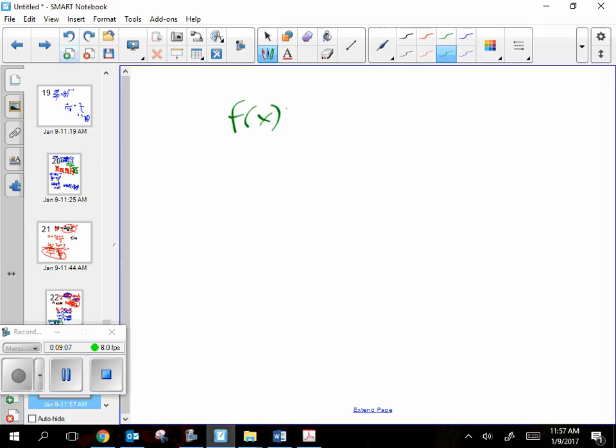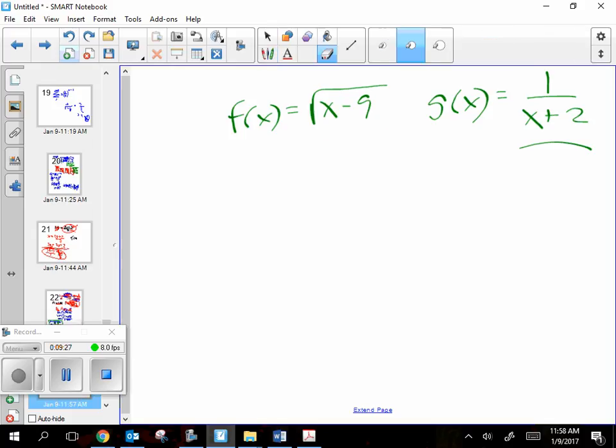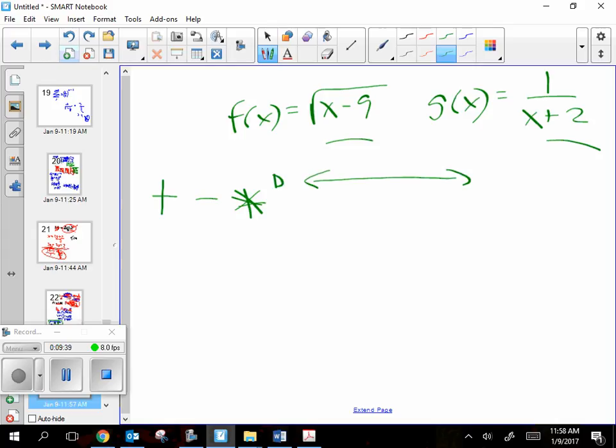Go back to f of x equals, let's make this square root of x minus 9, and let's say g of x is 1 over x plus 2. And the other ones, if I wanted you to just do f of x plus g of x, it's just that plus that. If I wanted to do f of x times g of x, it was just this times this. To add, subtract, or multiply f and g, all you had to do was take the two parent functions and overlap them. Domain of f and domain of g.